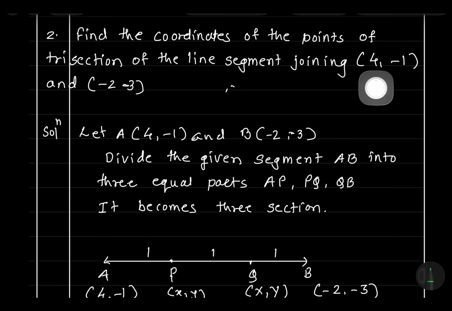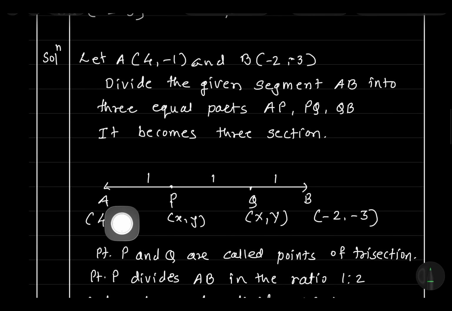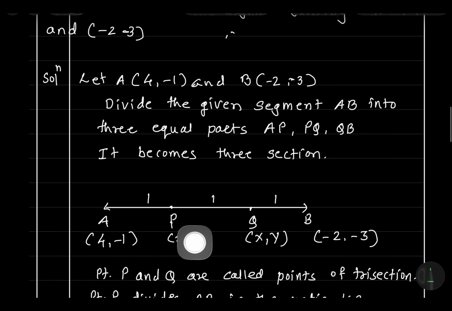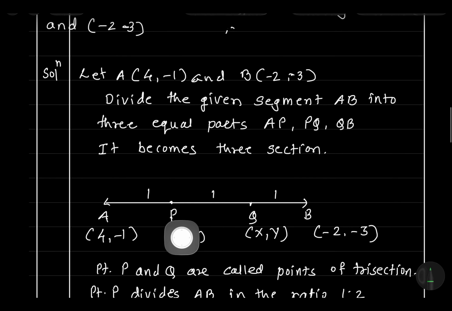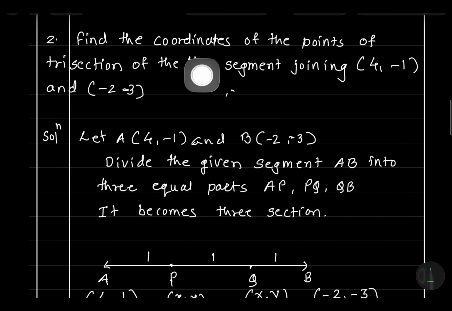See, 2 points are there, (4, -1) and (-2, -3). Suppose these are A and B. If 2 points are dividing the segment, it becomes 3 parts, trisection: AP, PQ and QB. Here it is given, find the coordinates of the points of trisection.